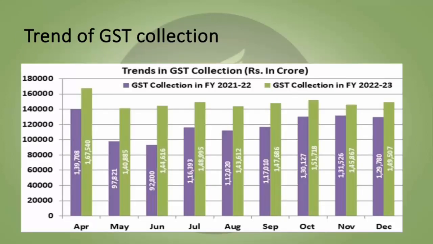This is the trend of GST collection. This is taken from the PIB site. Now you can see this one green is the 2022-23 collection. First it goes down, then it is somewhat stable and the trend is like this. You can pause the video and look at it.